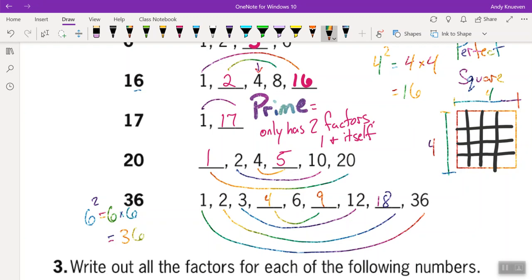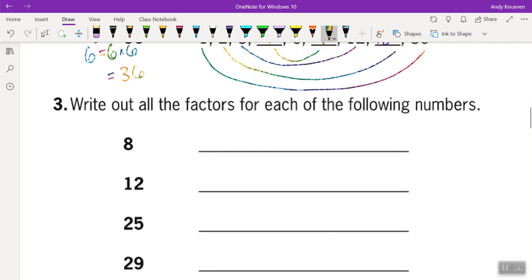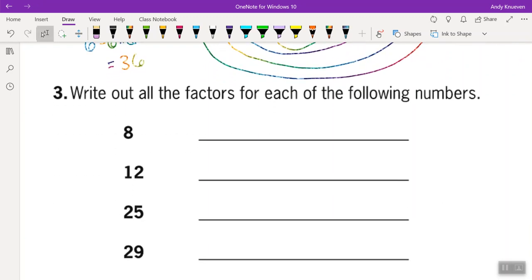All right, so now we need to show all of our factors here, and they don't give us the little blanks. So now we have to really think about this. So for 8, every number is going to have 1 and 8. Give yourself some space. And then 8's even, so 2 will work, 2 times 4, and 3 doesn't work. And then I'm at 4. So I work my way to the middle.